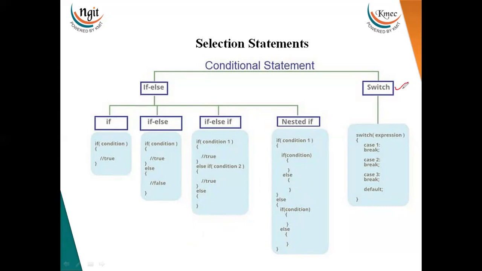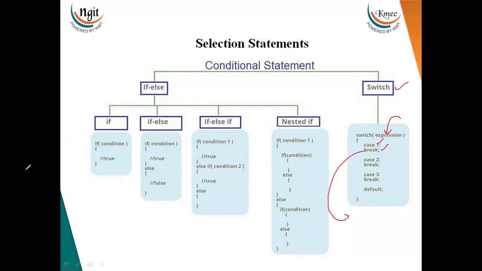Then coming to the switch, this is also called a multi-branching statement. Based on your choice, the switch is going to be executed. Here, you pass your choice. If the choice matches with case 1, then we execute the first case and break the statement, then we come out of the switch.